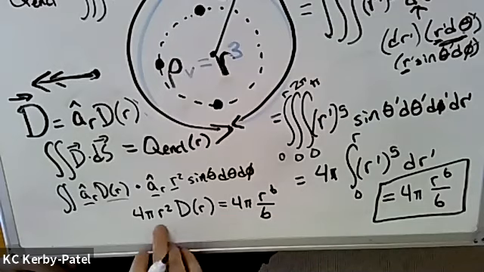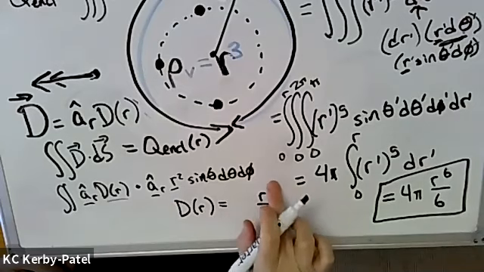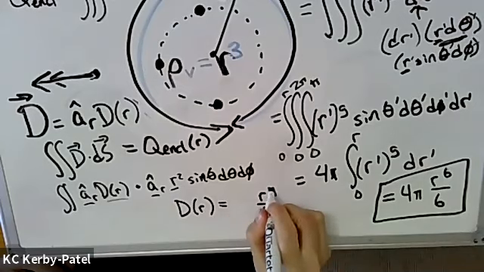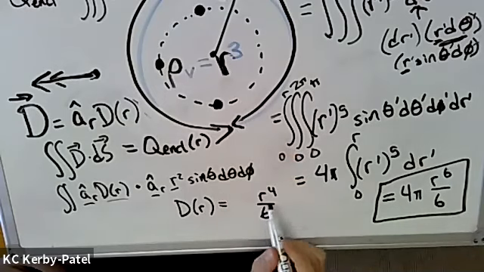Moving some things around, divide through by 4 pi R squared. I guess the electric flux density inside this sphere is R to the 4th over 6.